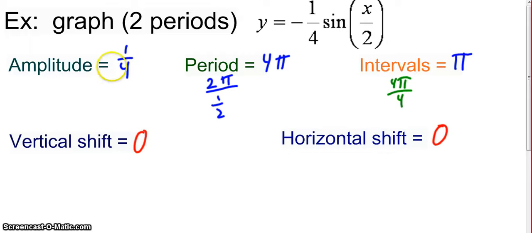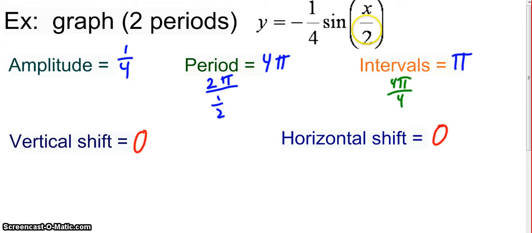Okay, so we got amplitude is 1/4, period is 4 pi, intervals are pi, vertical shift is 0, horizontal shift is 0. Just to go over that, remember the amplitude has to be a positive value when I'm talking about amplitude. The negative is going to affect the graph when we actually do the graph, but if I said what is the amplitude, it is positive 1/4.